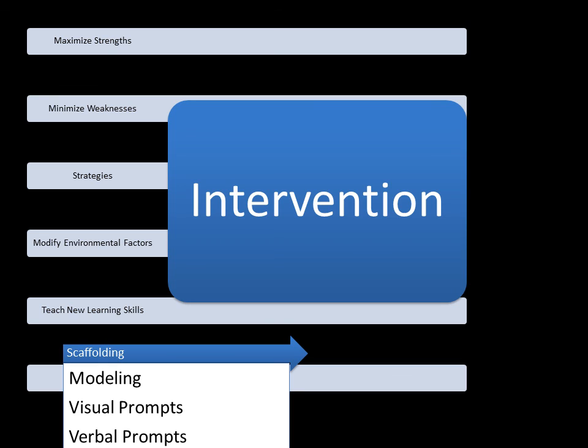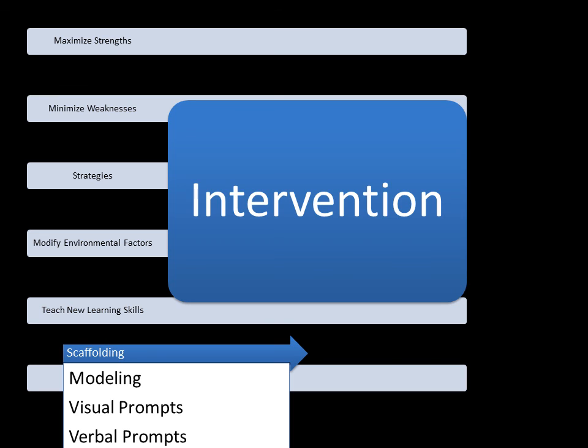The speech language pathologist can teach new language skills by using something called scaffolding. Scaffolding is a support that makes an aspect of a task more explicit. So for example, you can model something, or you can use a visual prompt or a verbal prompt. So you're doing more for the child so that they can grasp the skill. Then as the child gains the skill, you can reduce the scaffold.